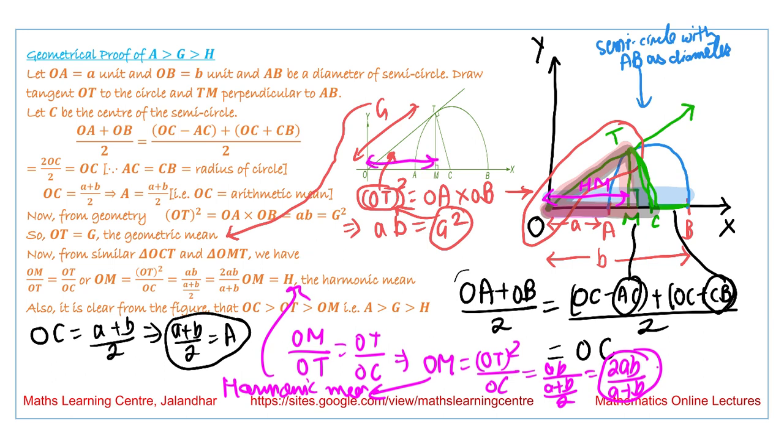The value OM is the harmonic mean, and the value OC is the arithmetic mean. It is clear from this figure that A is greater than G is greater than H. These are the three means: G is the length of the tangent, the harmonic mean is the length of the perpendicular from the point O, and OC is the arithmetic mean. So clearly the arithmetic mean is greater than the geometric mean, which is greater than the harmonic mean.